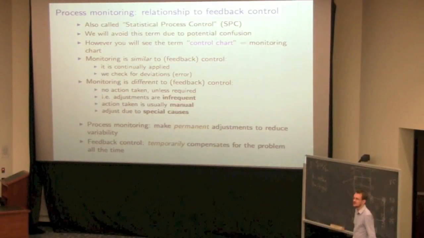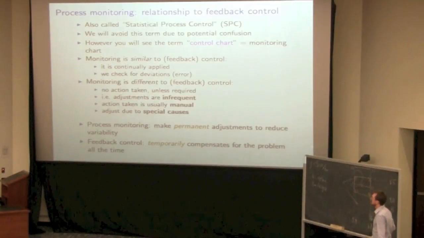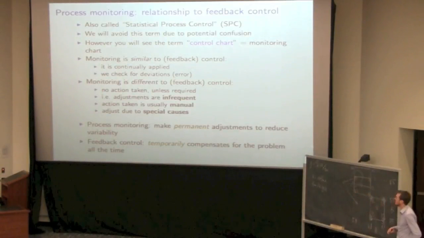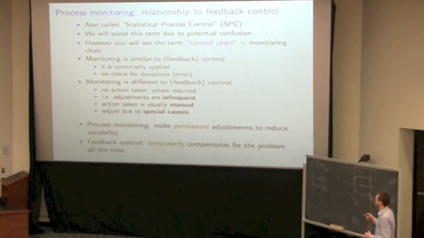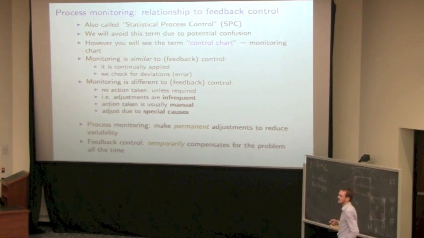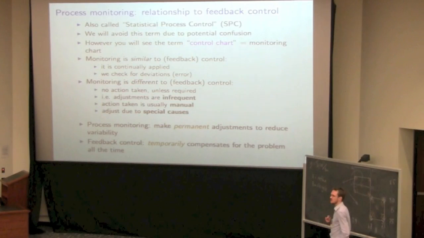The other reason why I want to avoid that terminology is because process monitoring is very different to feedback control, in the sense that you don't take action unless it's required. Process control, for those of you that have taken 3P process control, you know that process control is applied automatically all the time. It's running 24/7 feedback loops, so it's happening all the time. Process monitoring, you only take action when there's a problem.